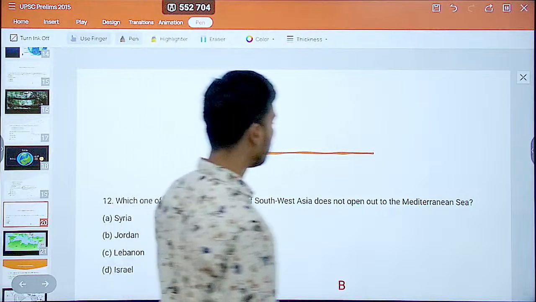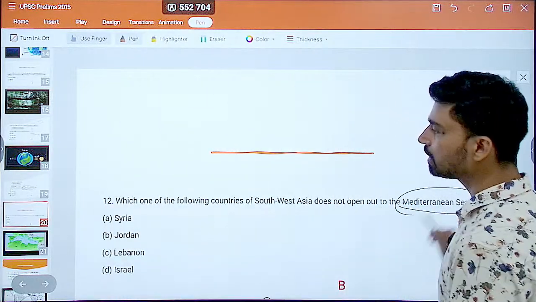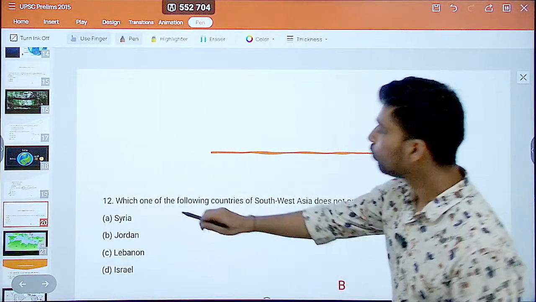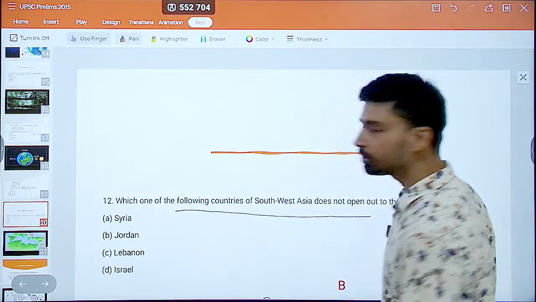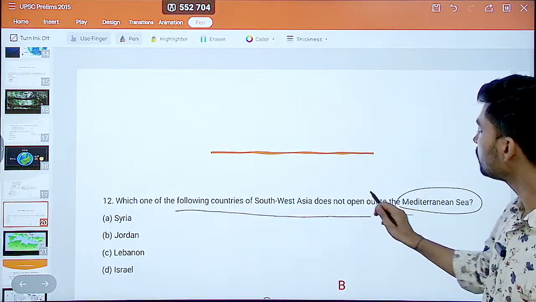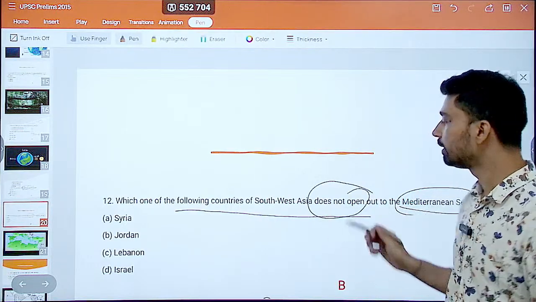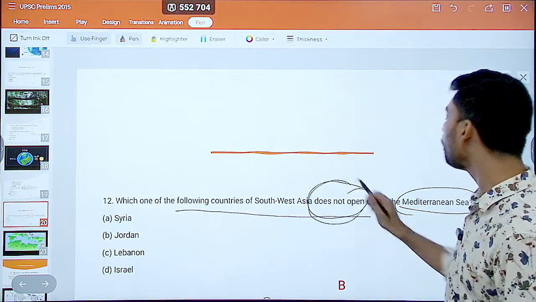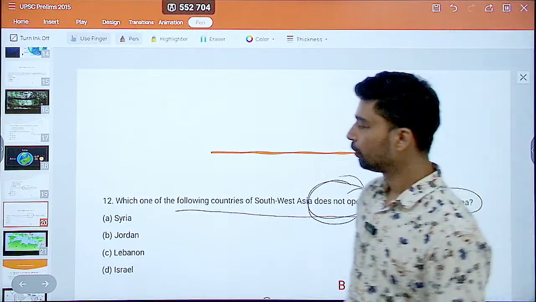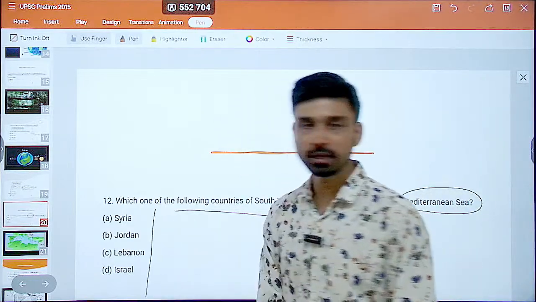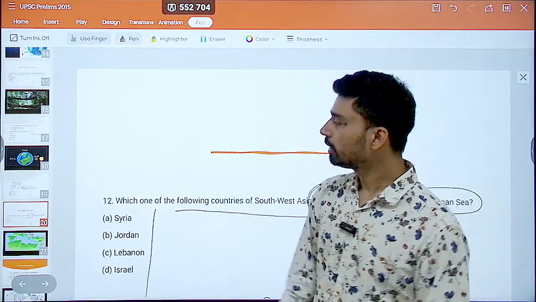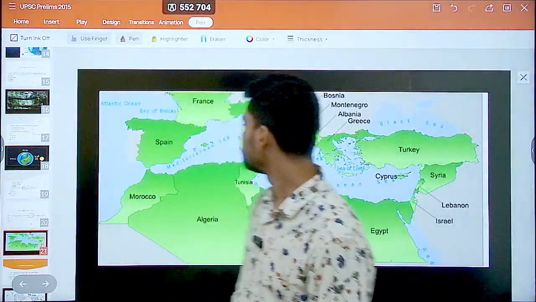Next is a map-based question which has been asked about the Mediterranean Sea: which one of the following countries of Southwest Asia does not open out to the Mediterranean Sea? Again, see here, it is not asking which countries are open, it is asking which country does not open out to the Mediterranean Sea. Four options are given: Syria, Jordan, Lebanon and Israel. So let us look at the map of the Mediterranean Sea.